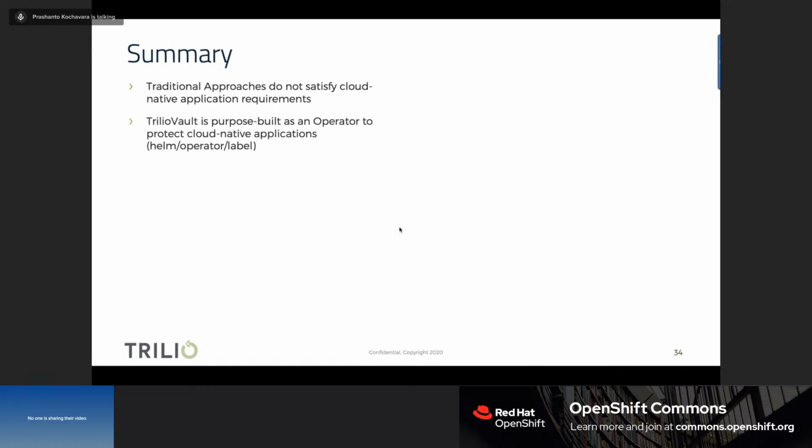TrilioVault for Kubernetes is purpose built as an operator to protect cloud native applications. As I mentioned, we can protect your Helm operator or label based applications. We are Kubernetes native. We fit into the ecosystem via Prometheus, Grafana, Fluentd. We provide cutting edge features in terms of open backup formats, not having the need to buy a deduplication appliance for your target storage, along with a lot of security fundamental principles that have been applied within the product.